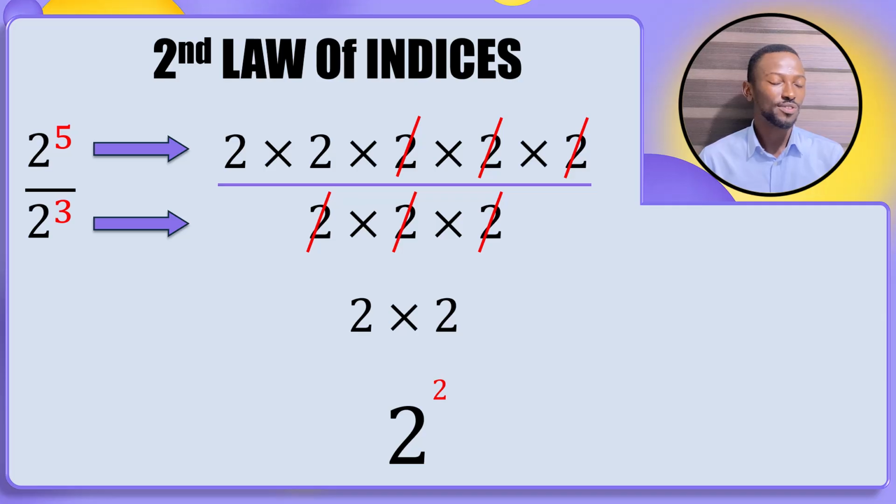That's one interesting thing about indices. When you have an exponent of 1, we do not write it, if it is positive 1. If it is 2 exponent negative 1, that's when you have to write the negative 1. But if it is exponent positive 1, we don't show it. So 2 is the same as 2 to the power 1. So we add the exponents, and now you have 2 to the power 2.